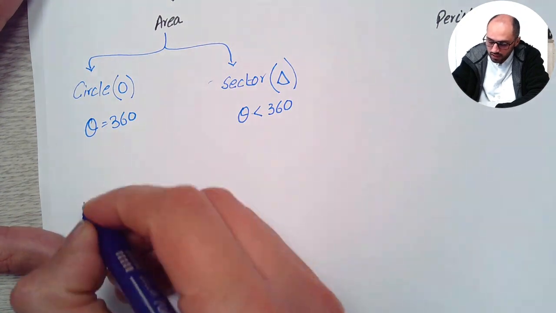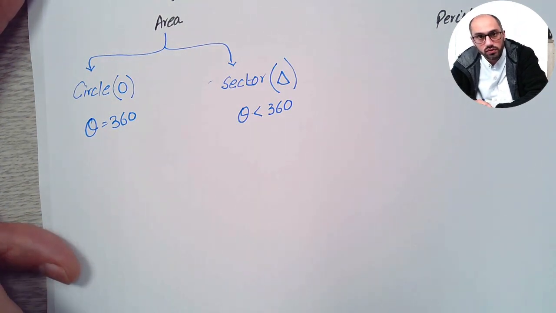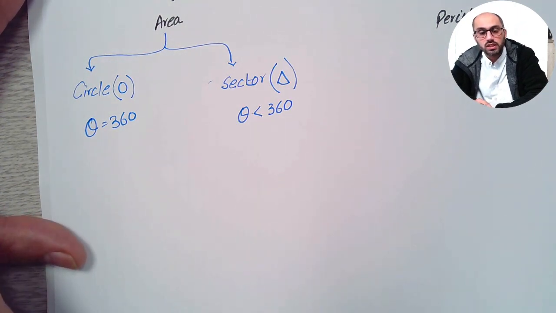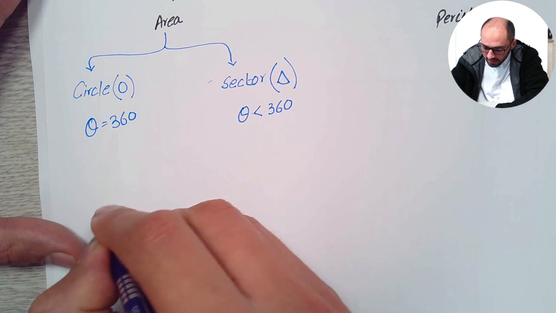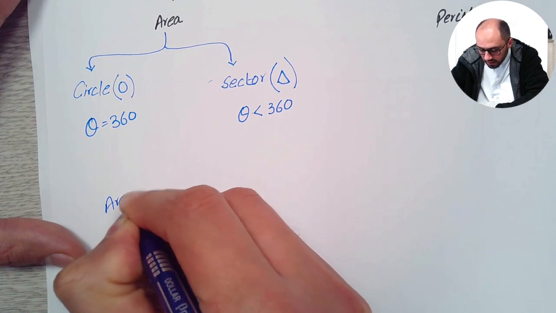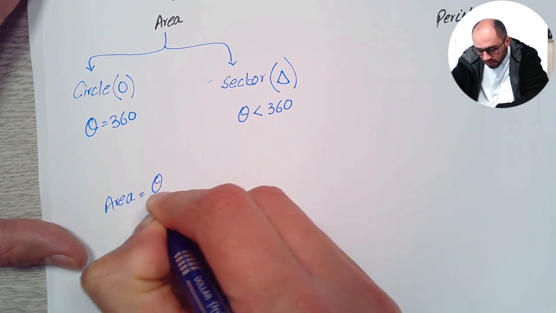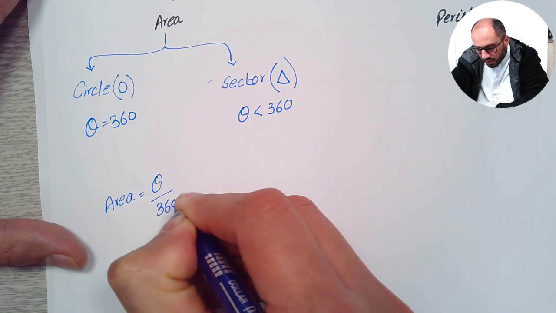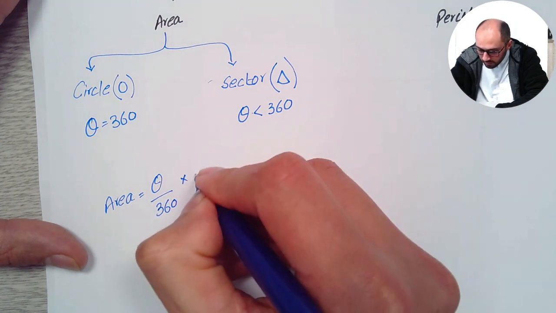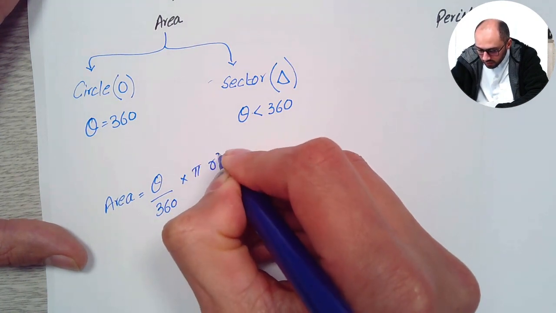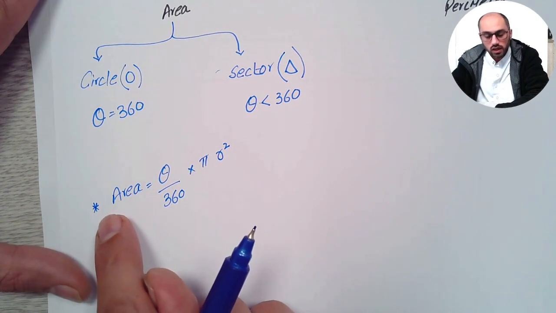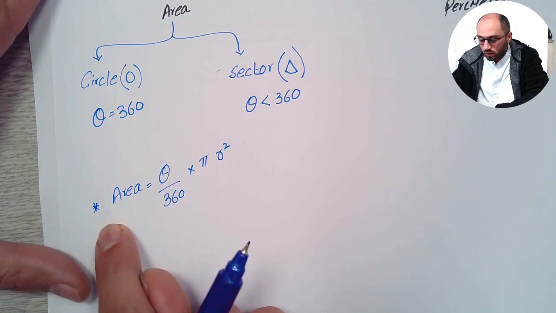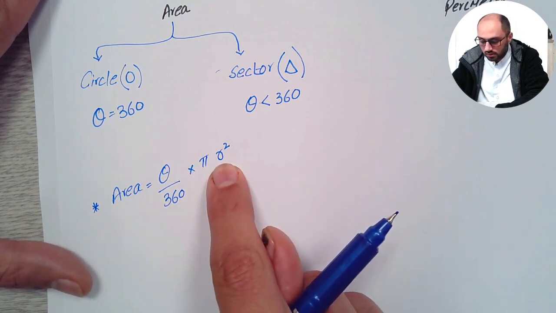That formula can be written in terms of radius and it can also be written in terms of diameter. So let's first write it down in terms of radius. The formula is area equals angle divided by 360 times pi r squared. That's my first formula. I will use this formula when I know the radius of the circle.